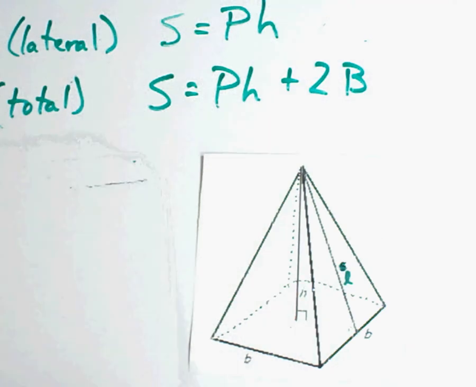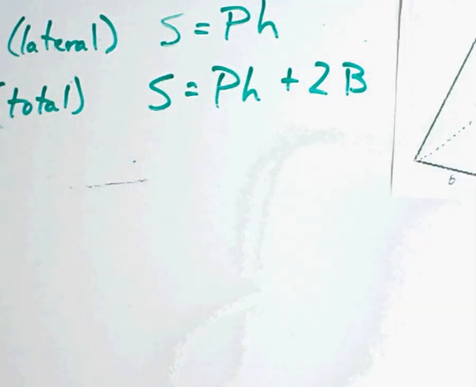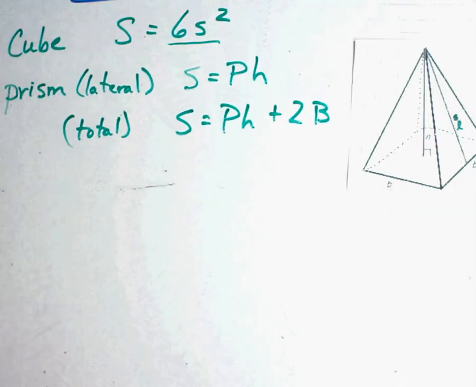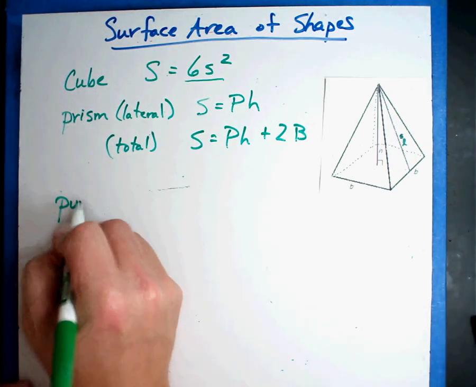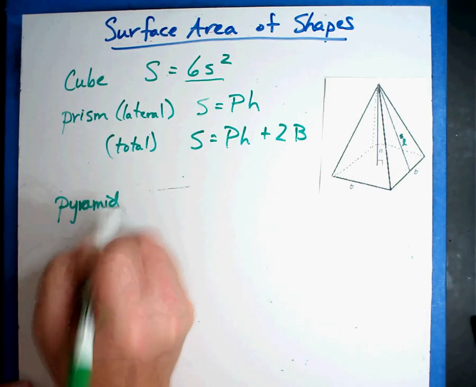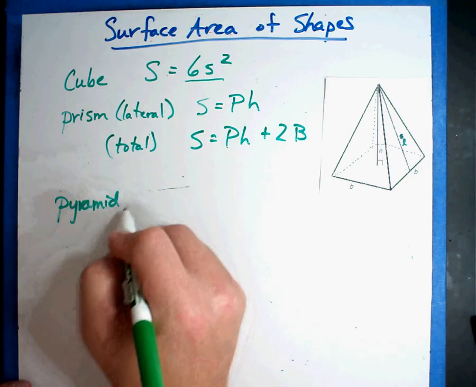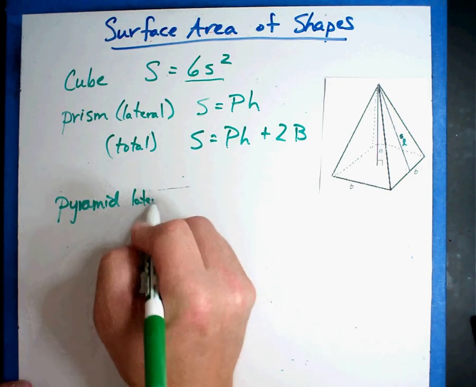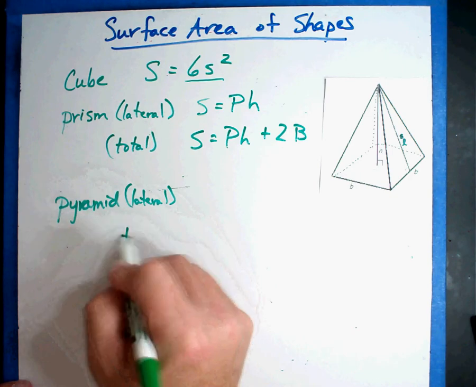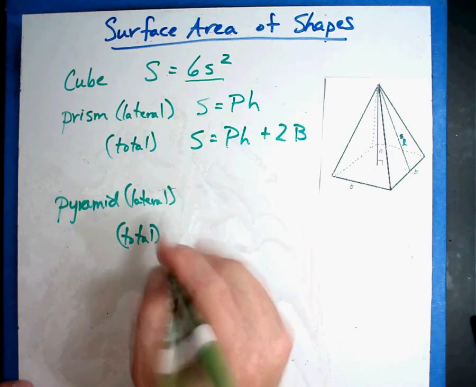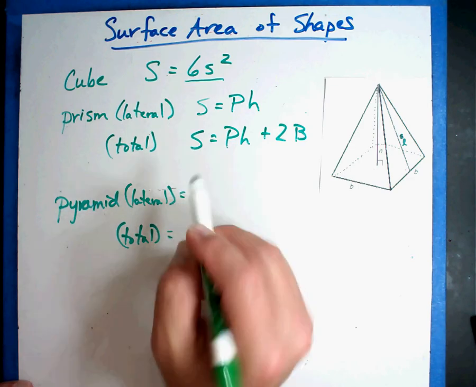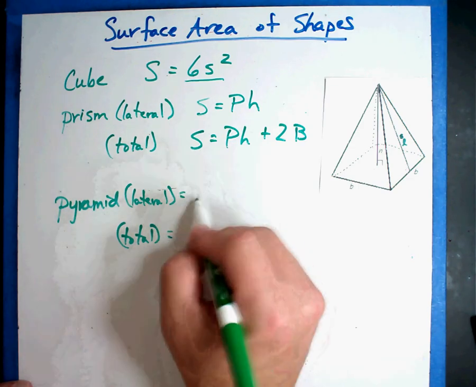All right, let's see if we can use this pyramid. We'll put it right there, and we're going to back it back out real quick. Let's look at our formulas for a pyramid. For a pyramid, you're going to also have a lateral and a total. It's going to be just like the last one. Lateral is just the sides. Total is going to include the bottom of this. And so the formula looks like this.